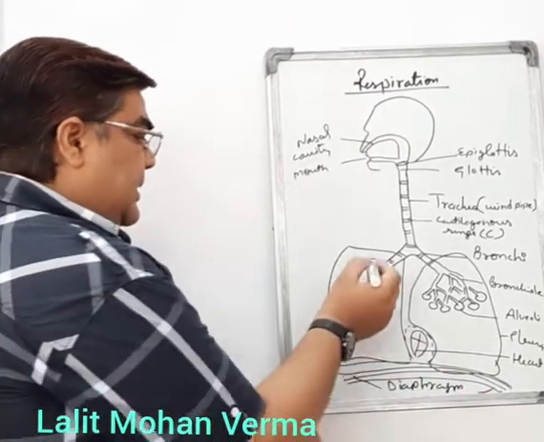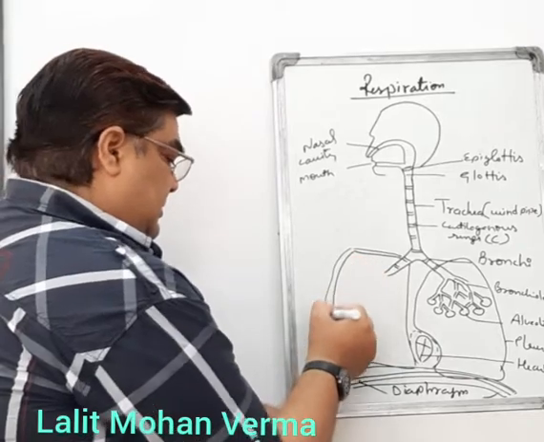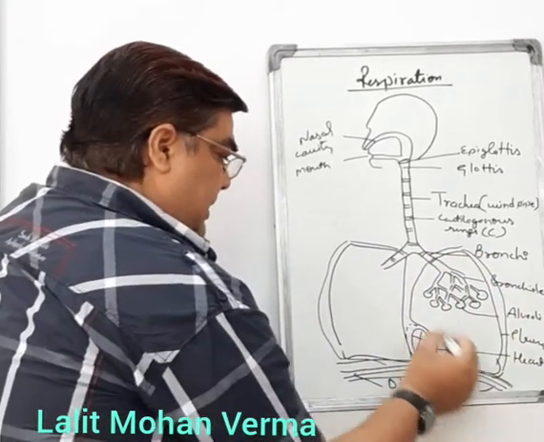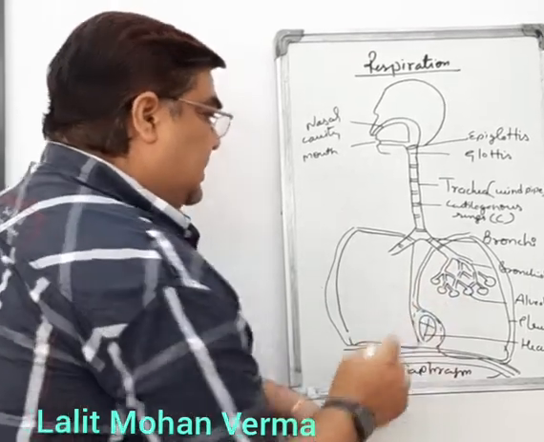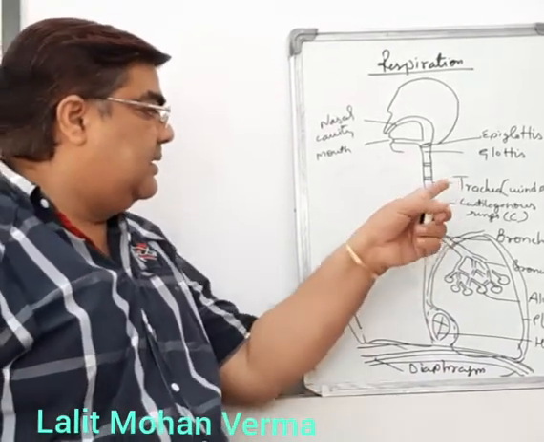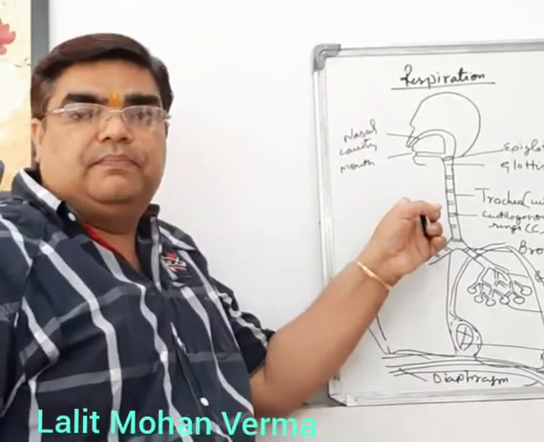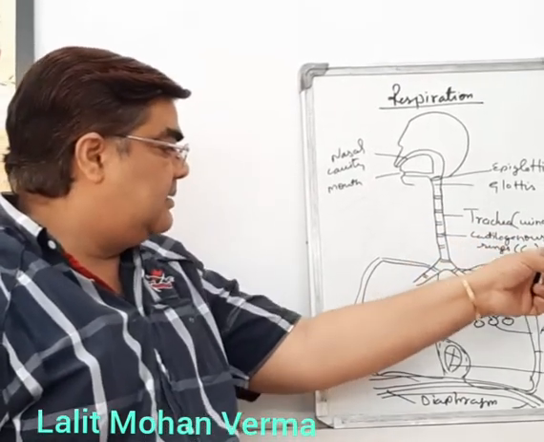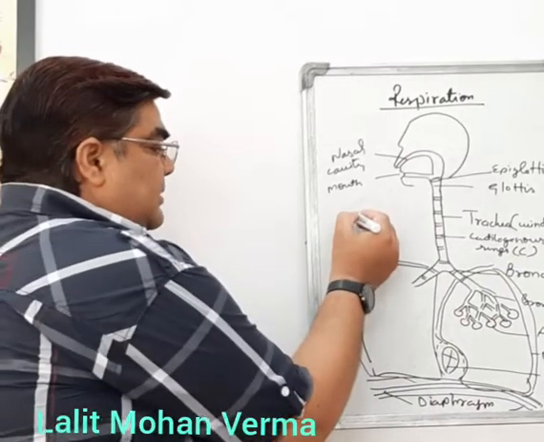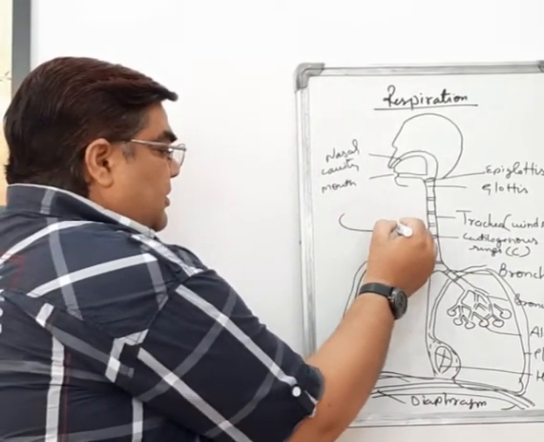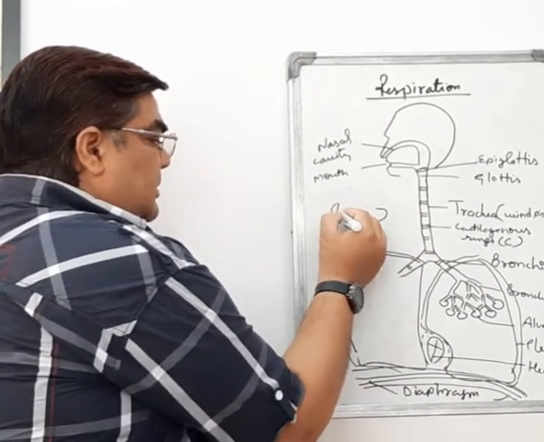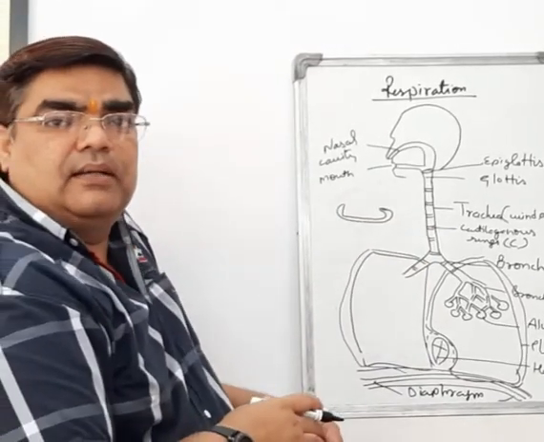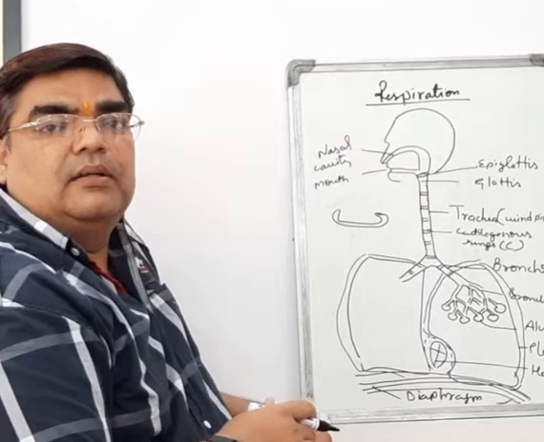So this is the structure of the lung or respiratory tract, you can say. The two things to keep in mind: in place of food pipe there is a windpipe having the cartilaginous ring. Cartilaginous ring is like this structure, C-shaped structure, which prevents the trachea from collapsing.